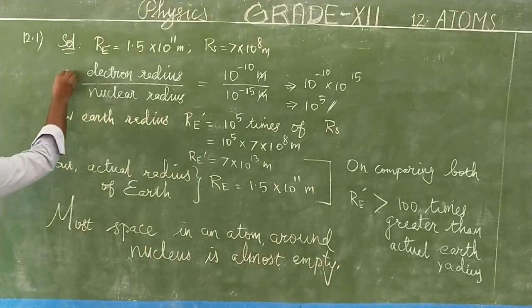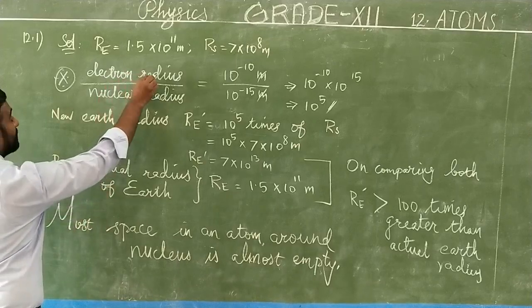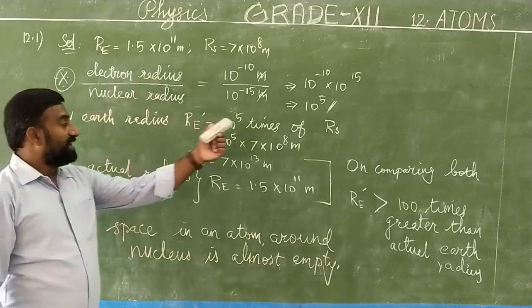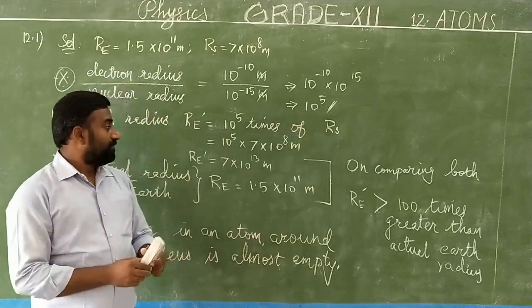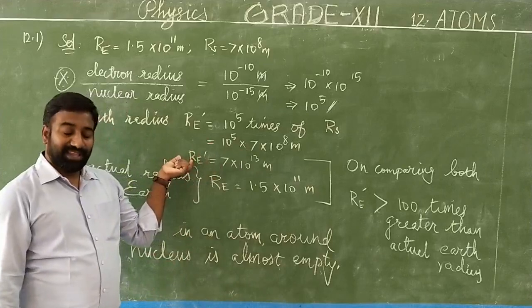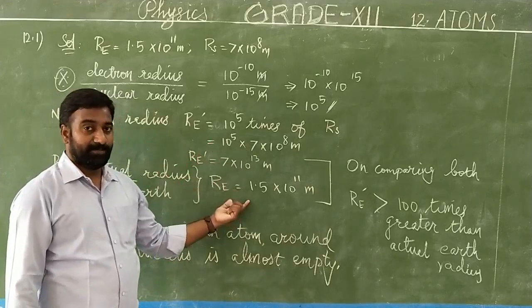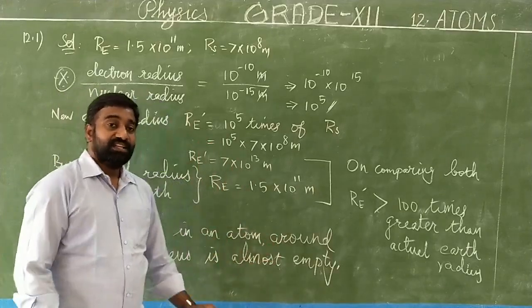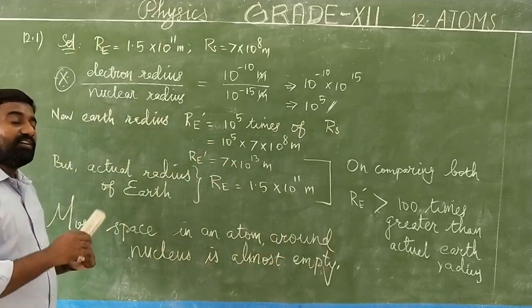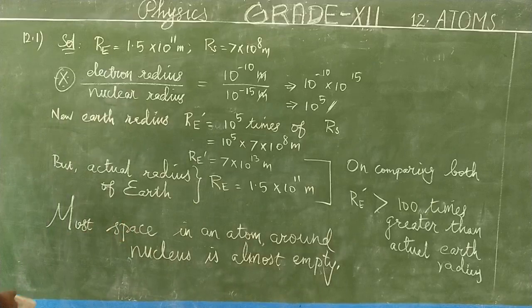Only one thing you should know: the dimensional ratios. The dimensional ratio between the electron radius and the nuclear radius gives you a value. From that value, you find how many times the Sun radius. Then the new Earth radius you compare with the actual Earth radius, to see how many times it differs. From both comparison values, we finally conclude that the electron is far away from the nucleus, so most of the space in an atom is almost empty. So the first question is over. Next we are moving to the second example.